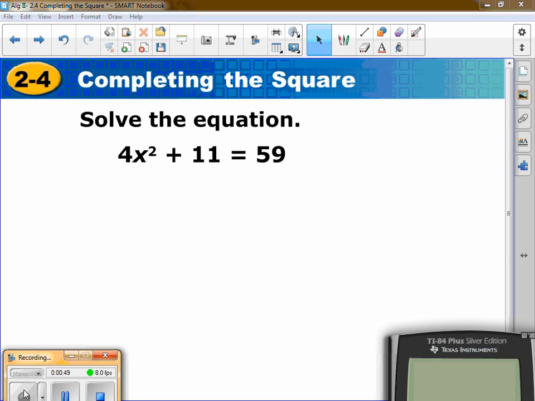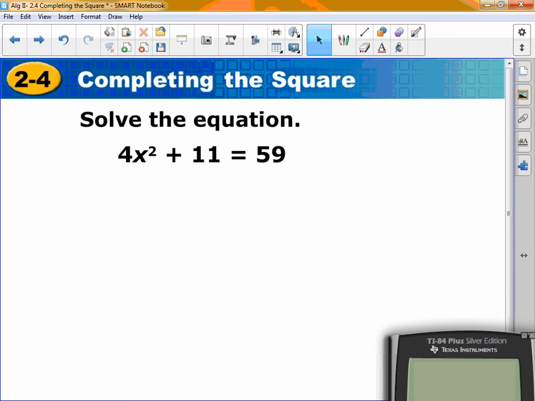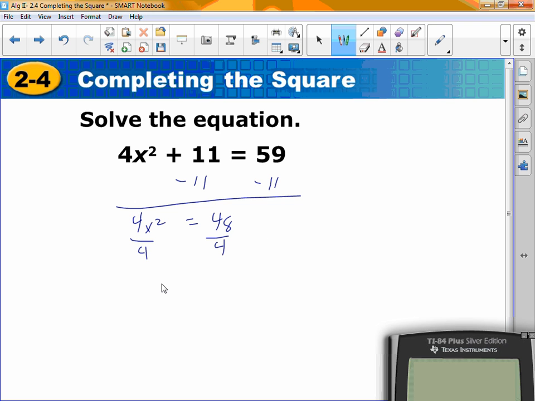We have the problem 4x squared plus 11 equals 59. What would you think our first step's going to be? Subtract 11. It's just like we did before. Subtract 11, subtract 11. For x squared, what's 59 minus 11? 48. Now what's your next step? Divide by 4. Now you're left with x squared equals 12.